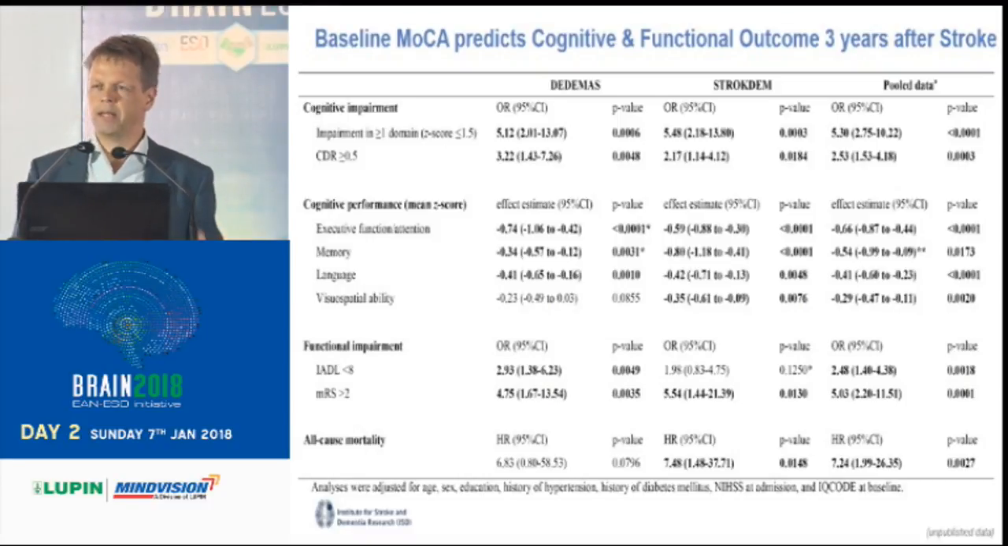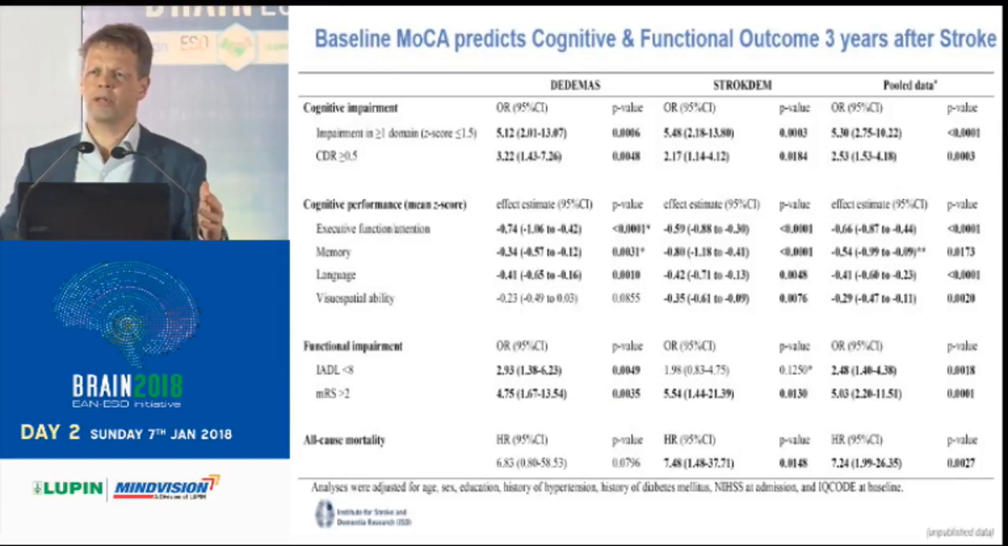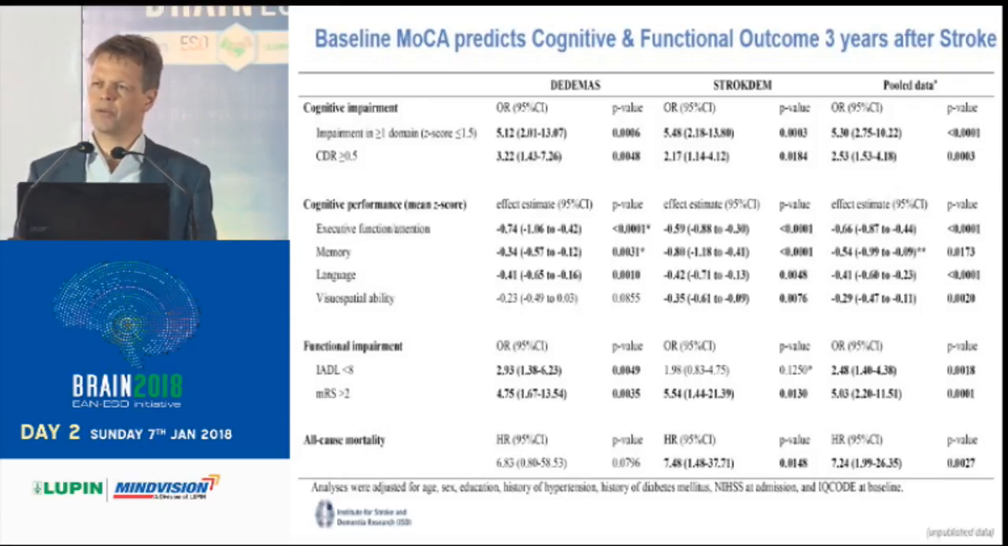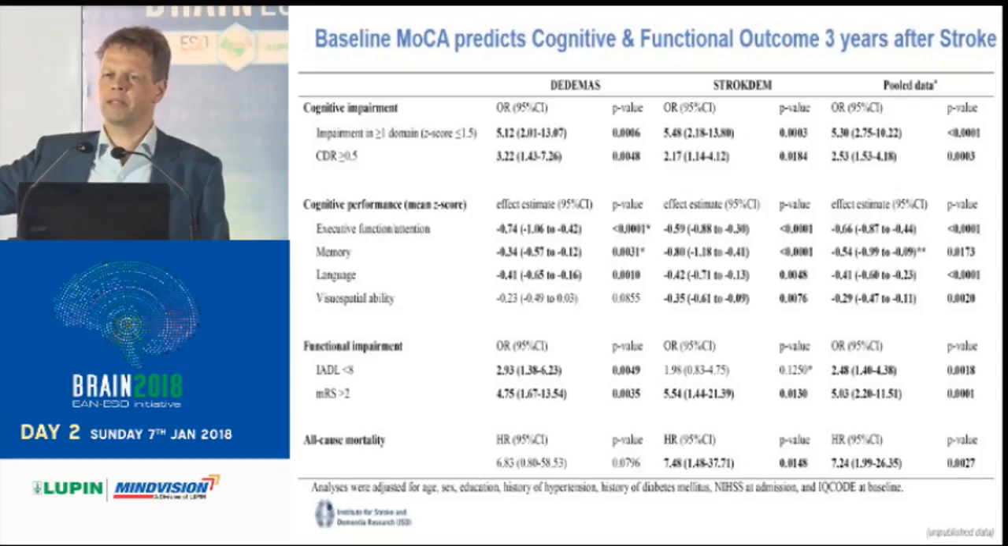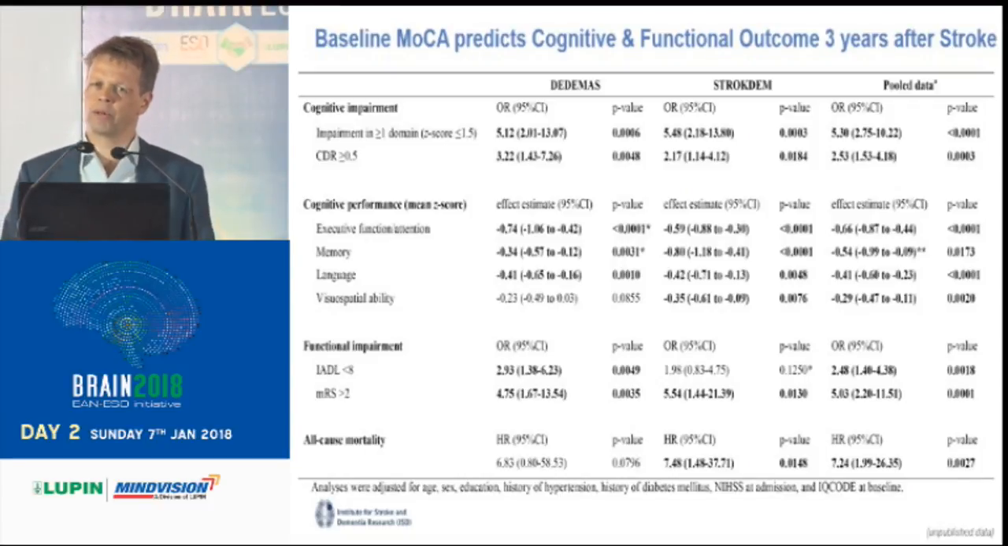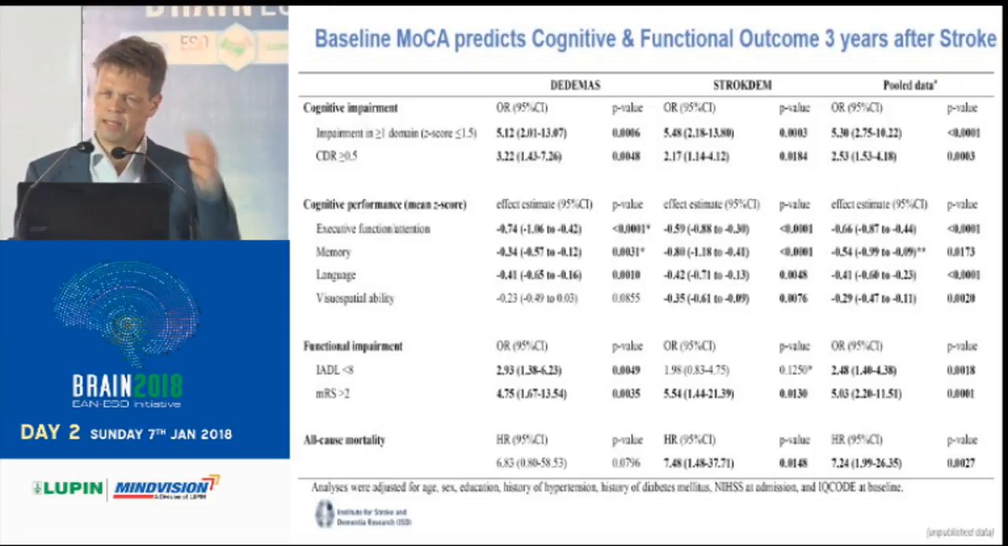And what you see here is that baseline cognitive testing by the MOCA, using a cutoff of 26, is predictive of cognitive impairment in the future, of cognitive performance in each individual cognitive domain, of functional impairment measured by the modified Rankin scale score and IADL, and of all-cause mortality. Actually, we found the MOCA at baseline to be even more predictive than the NIH stroke scale score, so it's really very, very important to conduct, and it's important to perform these tests at baseline.